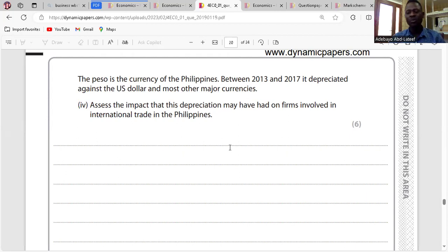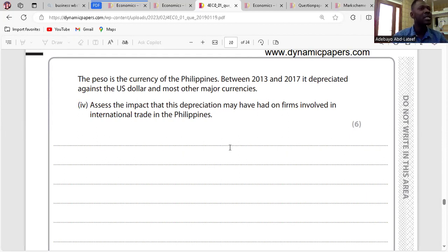Then what are the negatives? One, imports become expensive, meaning that more pesos are needed to buy few dollars, which is not good. Two, firms that import may lose profitability. For firms that do more imports, the price of imports will be high. As a result, they won't be making the profit they used to make. That's the second negative point.